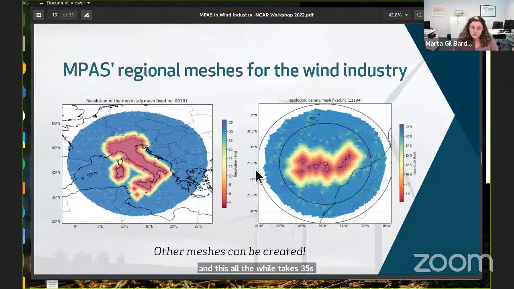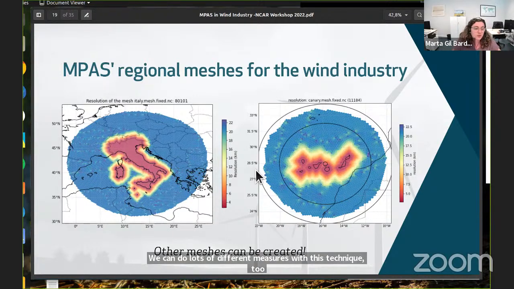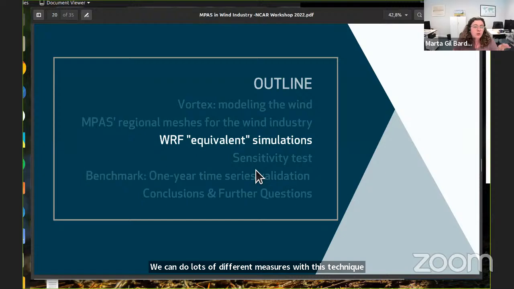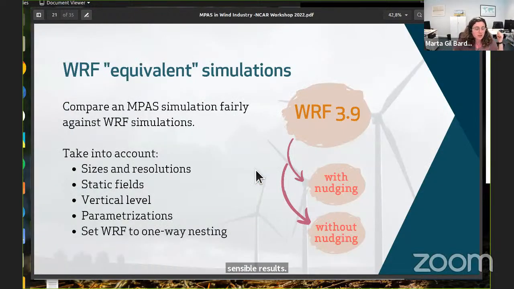We can make lots of different meshes with this technique, and this is something we will explore in the future. But now what we want to do is test whether the meshes we have created actually give sensible results, so we want to compare them with WRF simulations. Here we have the first problem, because it's not straightforward to find an equivalent WRF given an MPAS simulation.